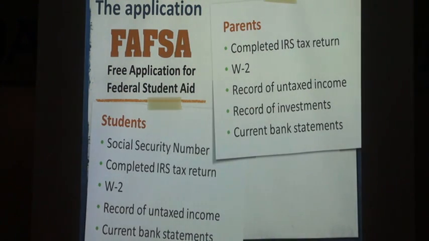The application, over here on the student side: you've got to have your Social Security number, completed tax return, your W-2s to prove how much money you made last year, a record of any untaxed income, and current bank statements. Any money that is in your bank account under your name is going to be used against you. I repeat, if that money is in that bank account in your name or your parents' name, it's going to be used against you. It's going to look like you have money in savings in order to pay for school.